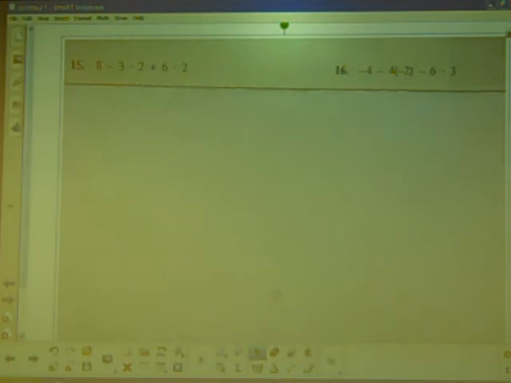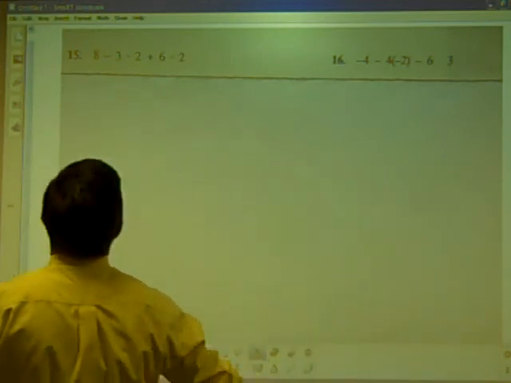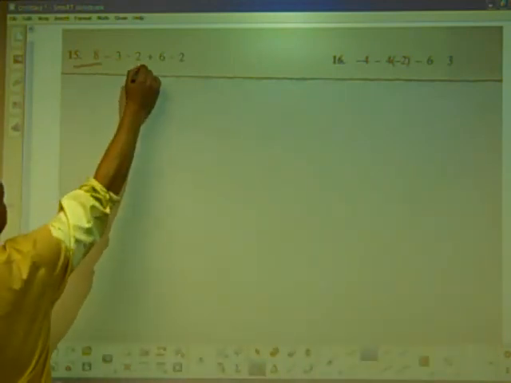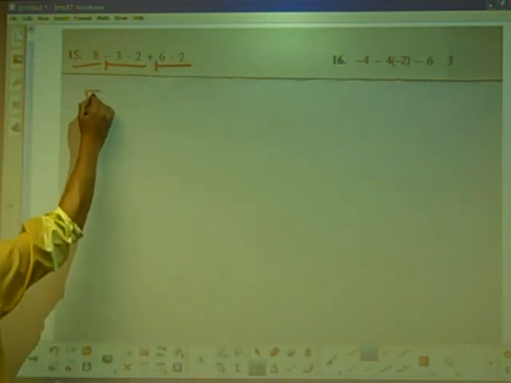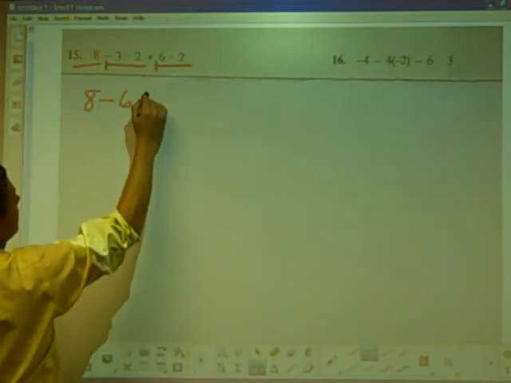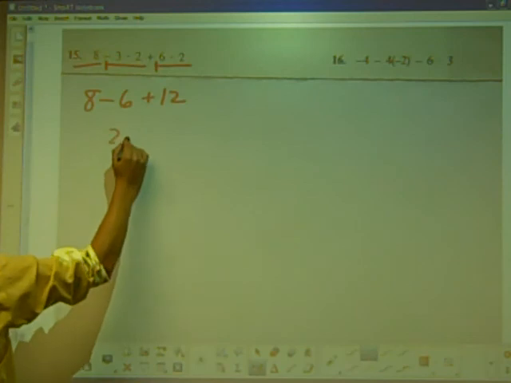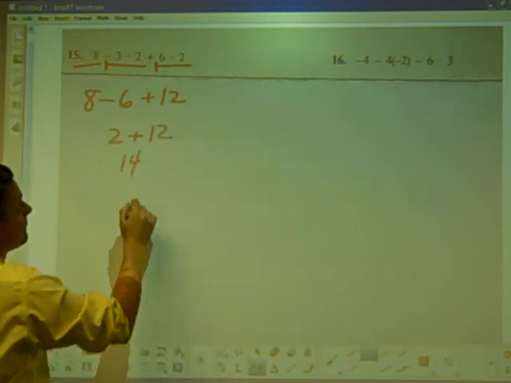The first problem there, 8 minus 3 times 2 plus 6 times 2. You have to see that as 3 terms. The 8, look left, the negative 3 times 2, and the positive 6 times 2. So I get 8 minus 3 times 2 is 6 plus 12. I get 2 plus 12, I get 14.